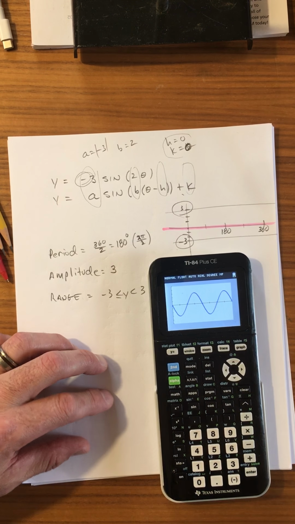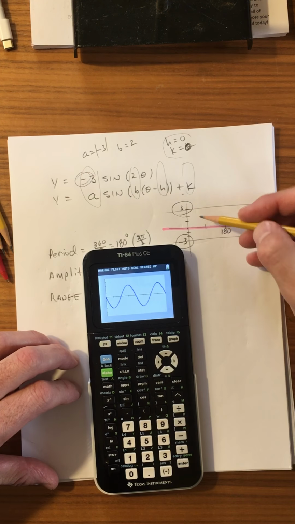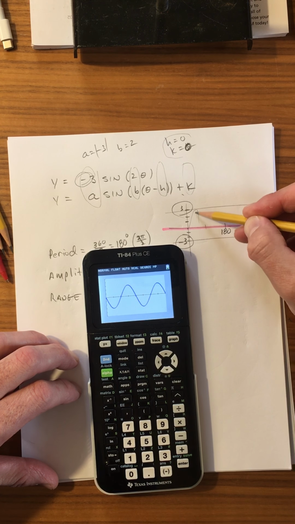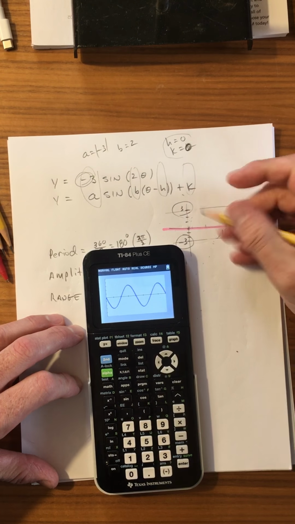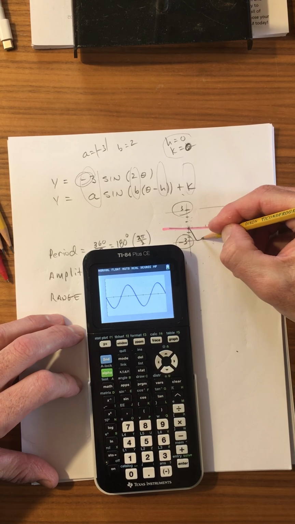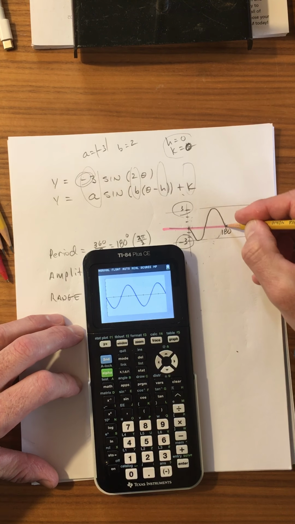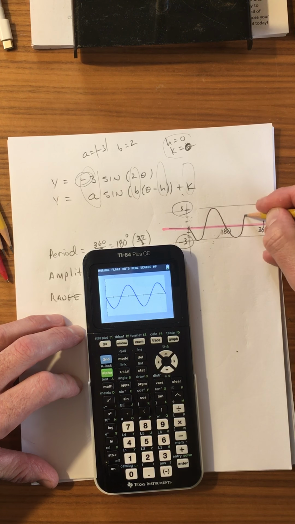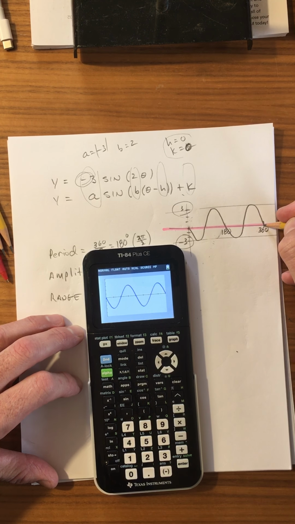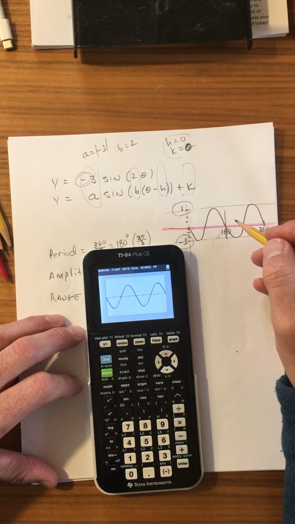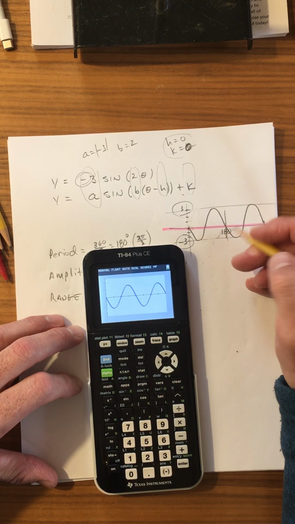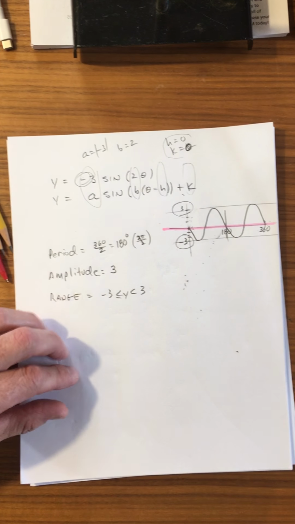And there it is. Now normally I would expect a sine curve to look like that, because it starts in the middle going up, but that negative sign switches it so it does the opposite. So there's the first cycle, there's the second cycle, so b is 2, there's 2 cycles in 360, and the period is 180. All right, I hope that helps explain it.